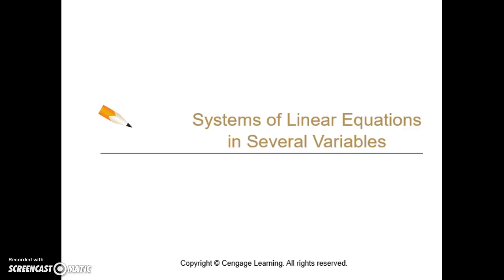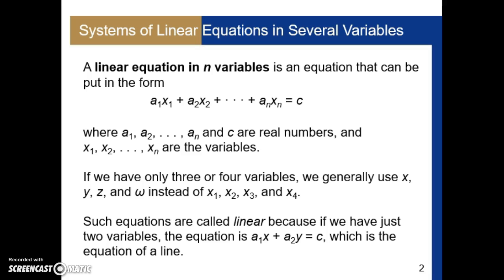We're going to continue looking at systems of linear equations, but here we're going to have more than two variables. You can have an n number of variables. We're only going to be looking at systems with 3 variables, but linear equations can have as many variables as are necessary to model whatever they're supposed to model.